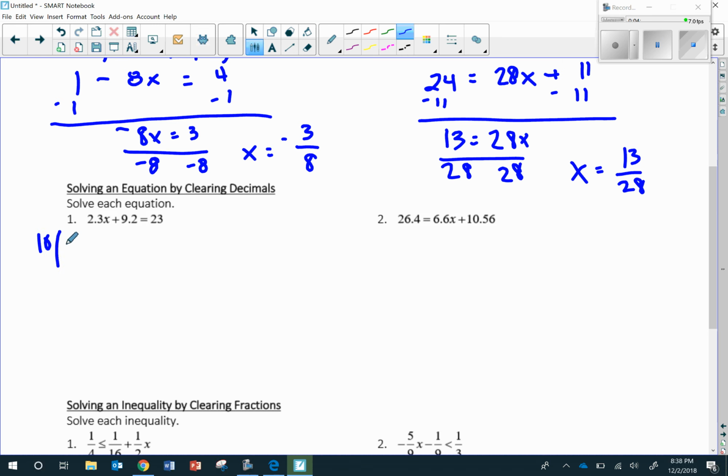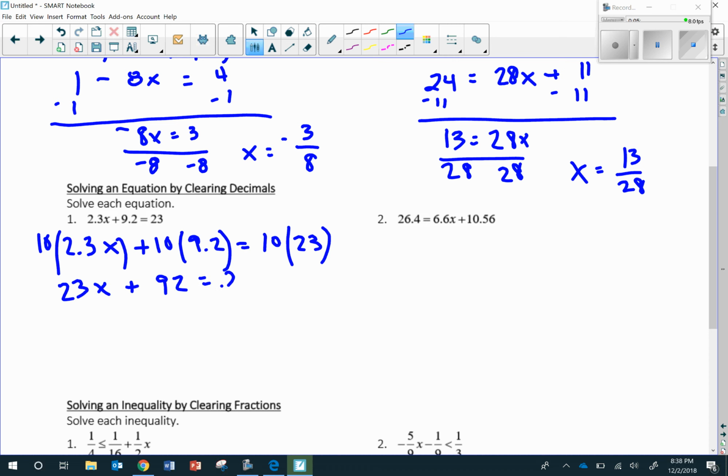So 10 times 2.3x plus 10 times 9.2 equals 10 times 23. If I were to have two places to the right of the decimal, I would multiply by 100, but I just have one here, so I'm multiplying by 10. This simplifies into 23x plus 92 equals 230. Again, we're back to that simple two-step equation.